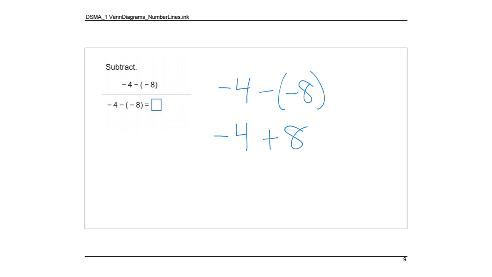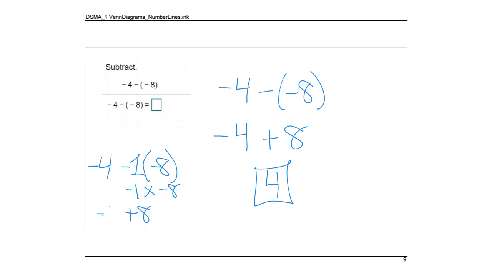And now you can either put that in the calculator or put it in a number line, and you would get positive 4. So what happens, I know this doesn't look like it, but this is really negative 4, and then negative 1 times negative 8. I know in math we drop the 1 a lot, but that really is a negative 1 out front. So negative 1 times negative 8 would give me a positive 8, and then I'd have the negative 4 out front.